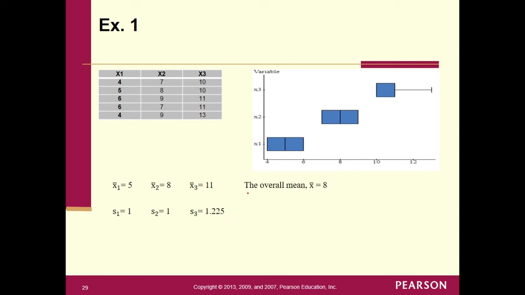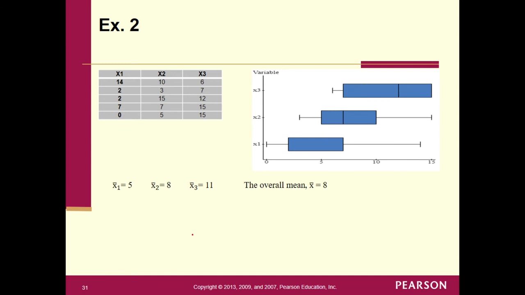The overall mean turned out to be 8. So 5 plus 8 plus 11, that's 24, divided by 3, and you get 8. Since they all have the same sample size, you can do that. And notice that the sample standard deviations are roughly the same and very small.